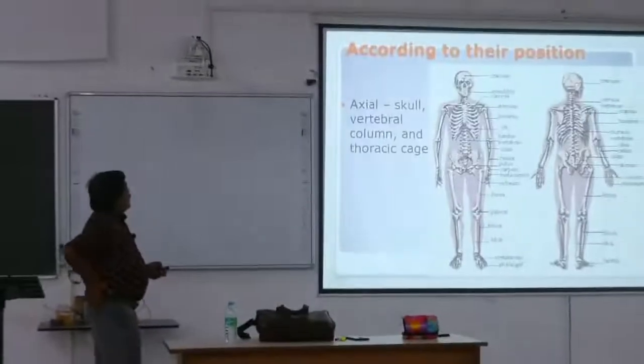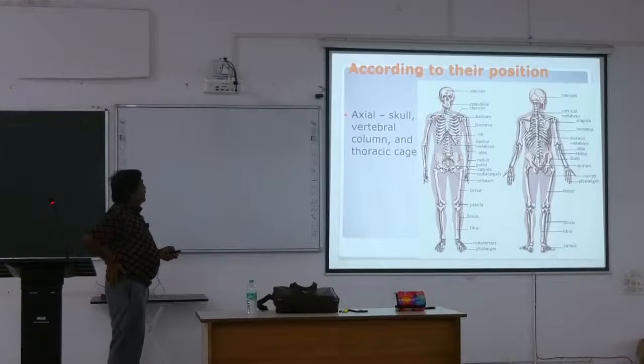Now, the axial skeleton is the skull, vertebral column and thoracic cage.